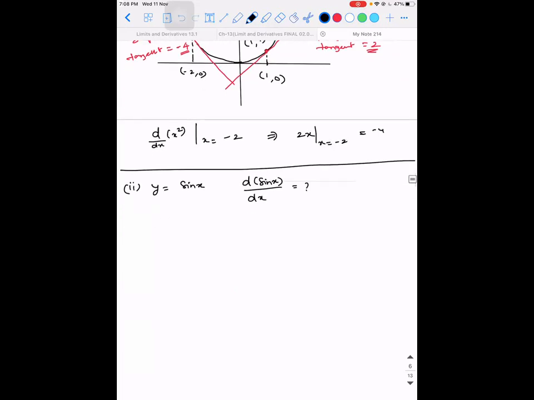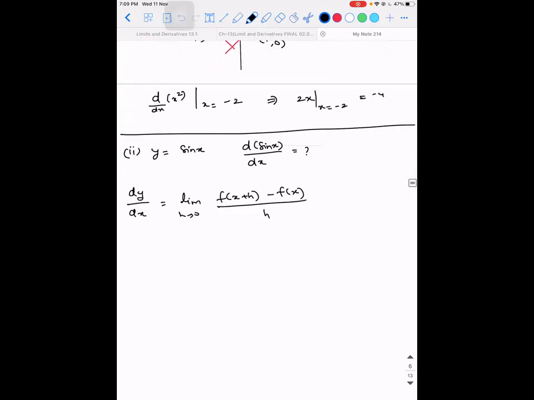But how it has come, let's concentrate. Let's try to find out. So dy by dx is what? From the first principle of derivative, dy by dx is equal to limit h tends to 0, f of x plus h minus f of x the whole divided by h. So what is the function? f of x is sin x. So what will f of x plus h be? Sin of x plus h. Sin of x plus h minus f of x, which is sin x, the whole divided by h.